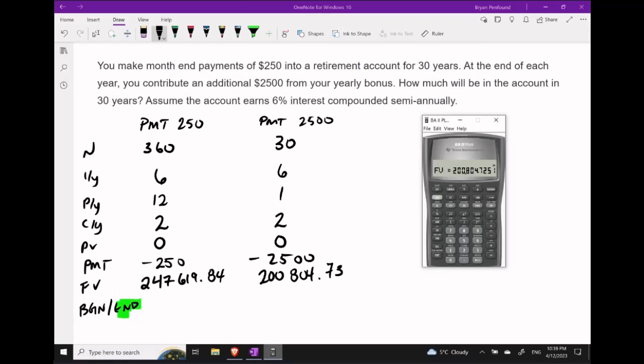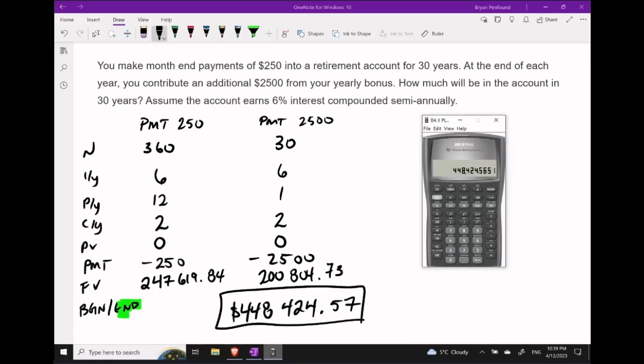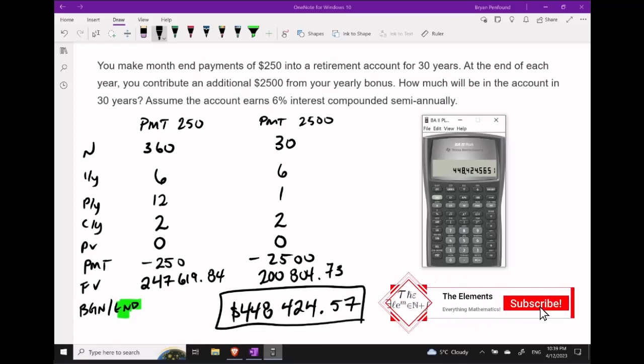So in order to get to our final answer, we need to add up this future value with the future value we have in our first column. So let's take our 247,619.84 and we'll add it to what we have in our calculator. And that should give us a future value of around $448,424.57.